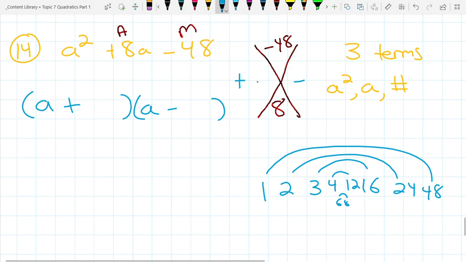If we use the 12 as positive and the 4 as negative, it multiplies to give me negative 48 and adds to give me a positive 8. So a plus 12 and a minus 4.